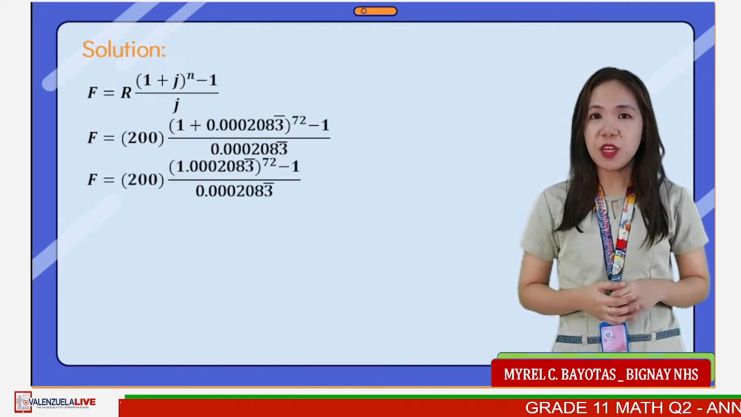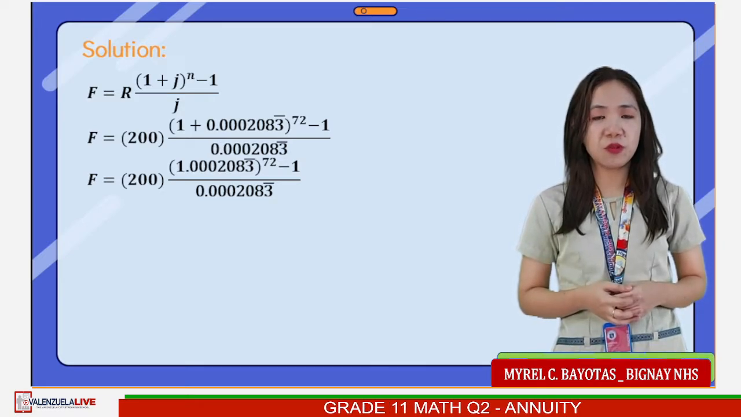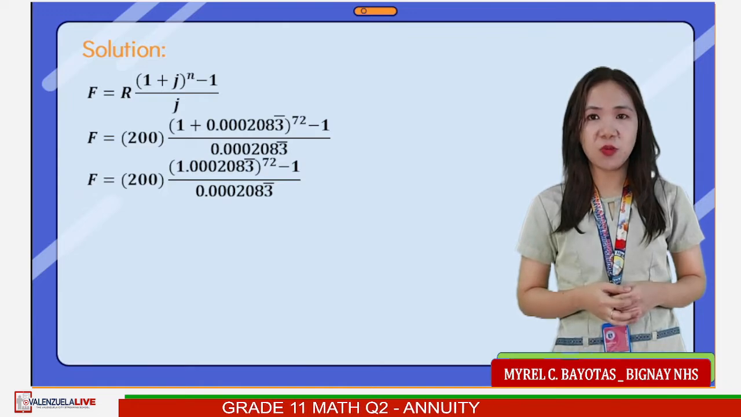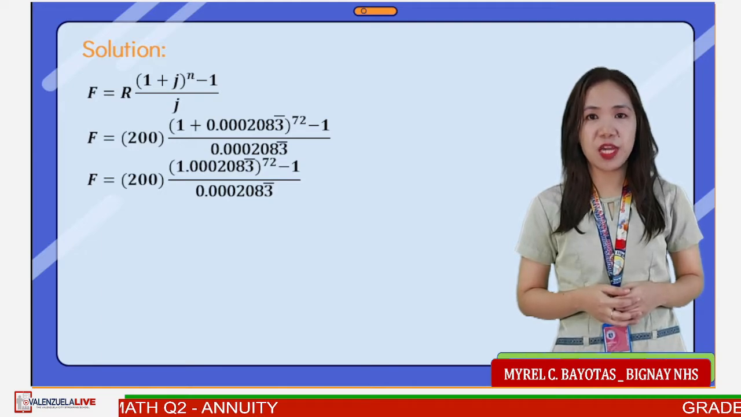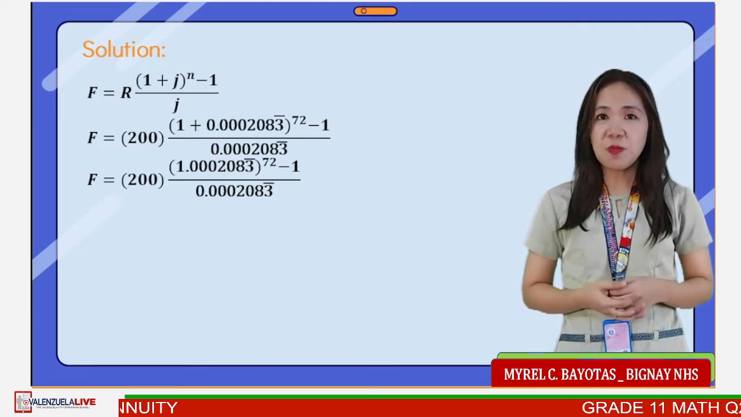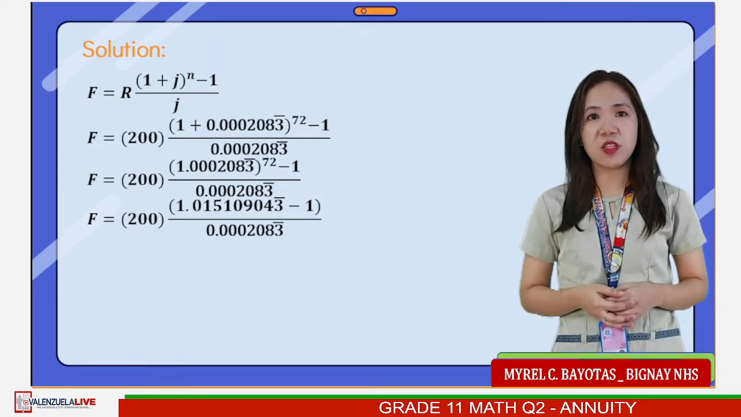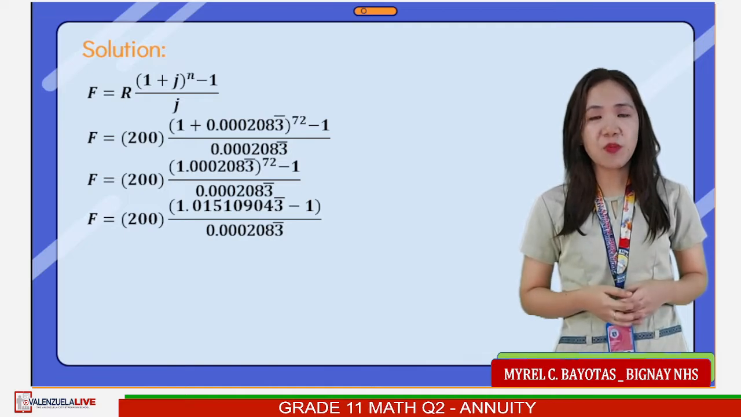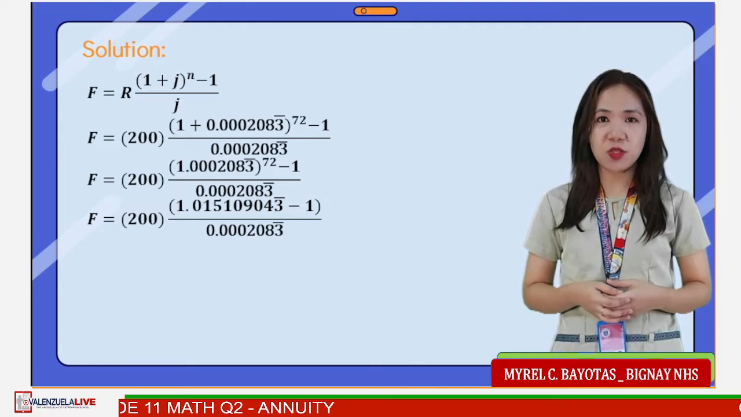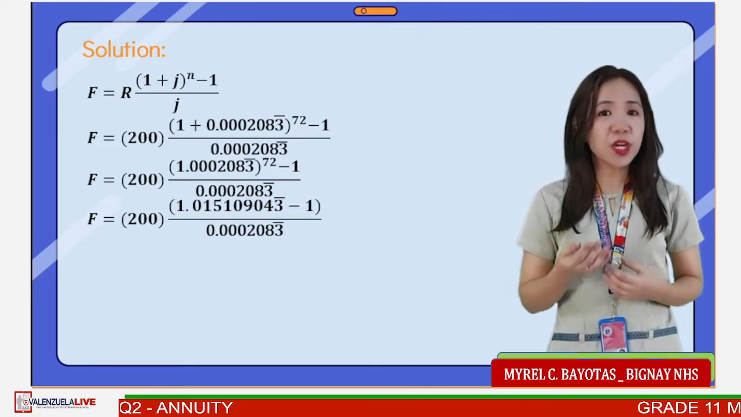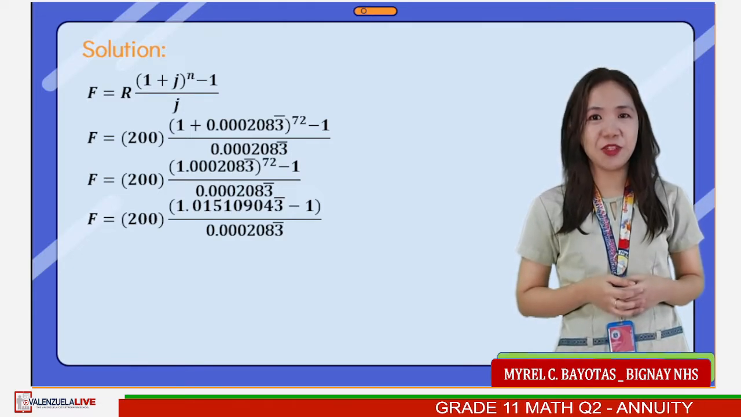That is, F equals 200 times the quantity of 1.0002083 raised to 72 minus 1 all over 0.0002083. Then, simplify 1.0002083 raised to 72. Again, it can be more practical and accurate if we key in all the entries in your scientific calculator at once, especially in cases like this wherein the exponent is very high. But to show the step-by-step procedure, let us continue.